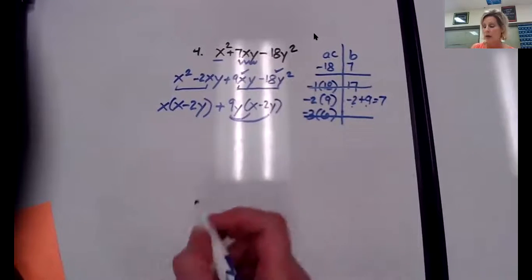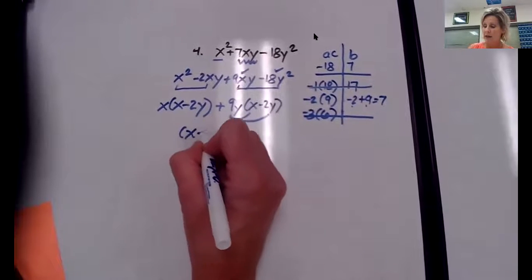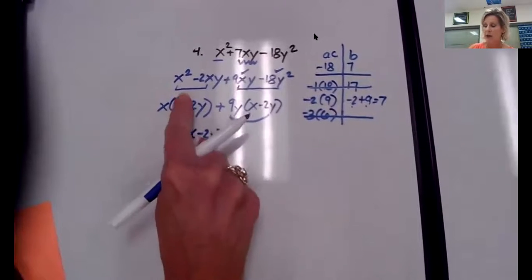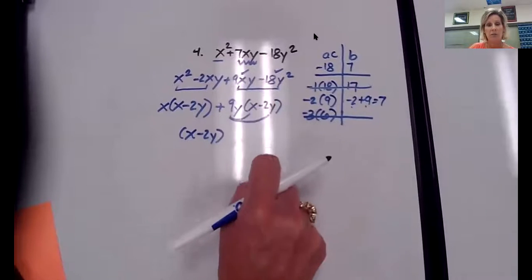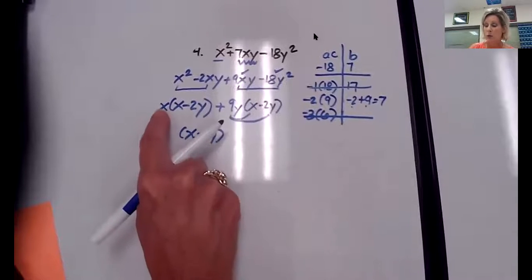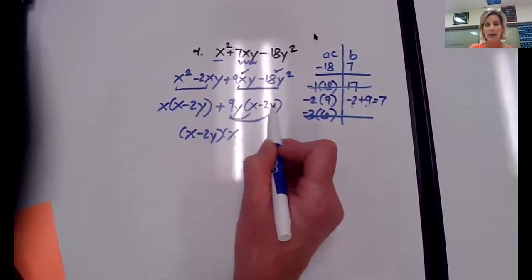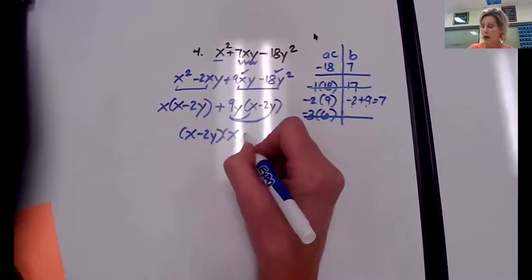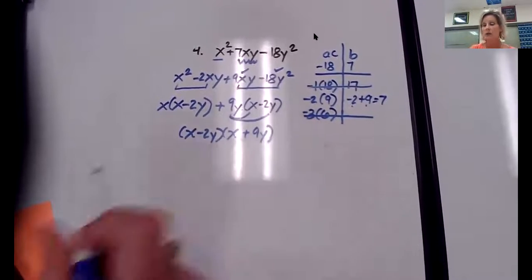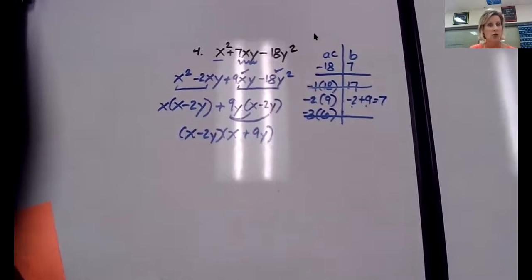So that's right. And then my GCF is x minus 2y, because that's the binomial, or the set of parentheses, that shows up both times. What's left in the first is just the single x. What's left over here is the single plus 9y. And you're done. So even with 2 letters, the process is not more difficult.